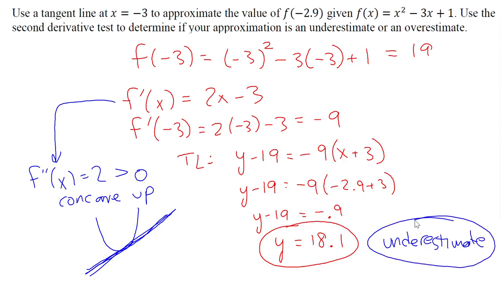And when you're writing these out on the test, I do want you to indicate that it's concave up. And the fact that it's a tangent line on it being concave up is what makes it an underestimate.